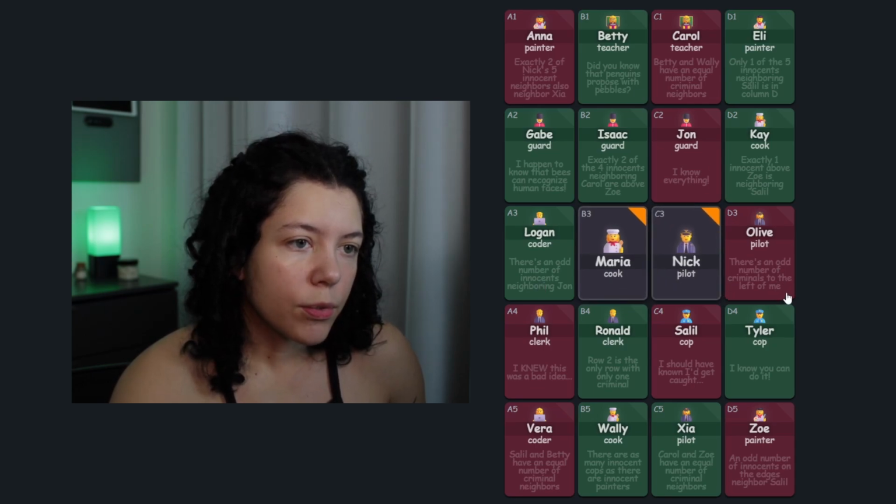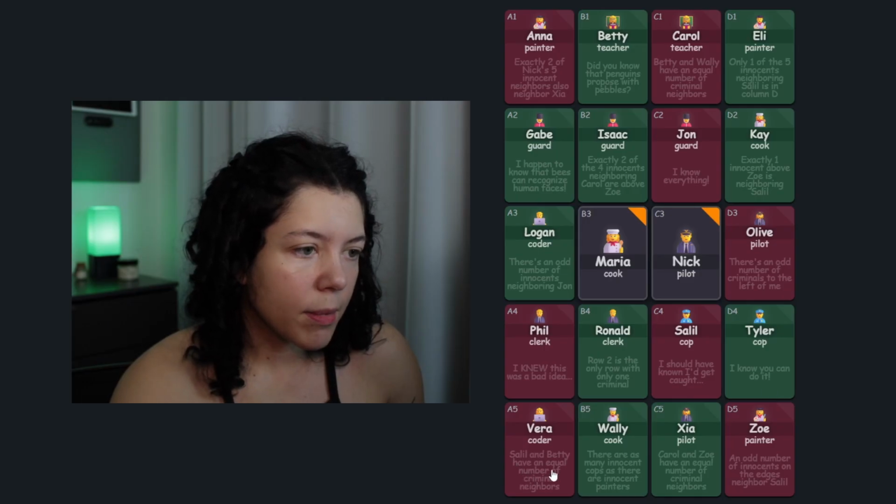Odd number of criminals to the left of Olive. Yeah. Row 2. Yeah, I know. I should have known I get caught. That's okay. I know we can do it. Thank you. Salil and Betty have an equal number of criminal neighbors.